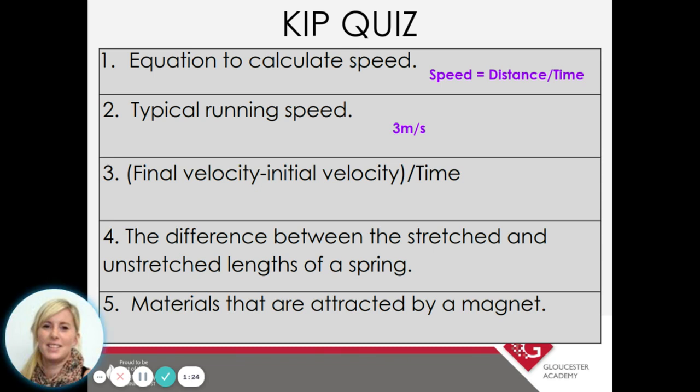Then this is the equation to work out acceleration. So we'll be practicing that today. And then number 4, the difference between the stretched and unstretched lengths of a spring. So that's the extension. And then 5, materials that are attracted by a magnet, they are said to be magnetic.